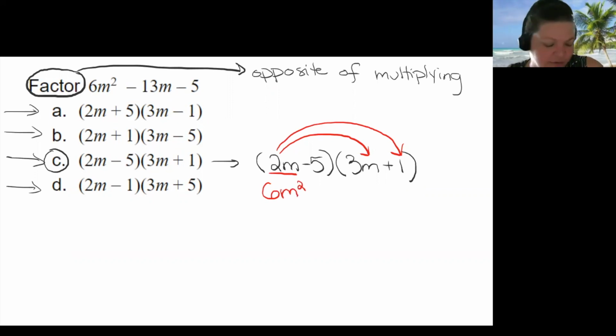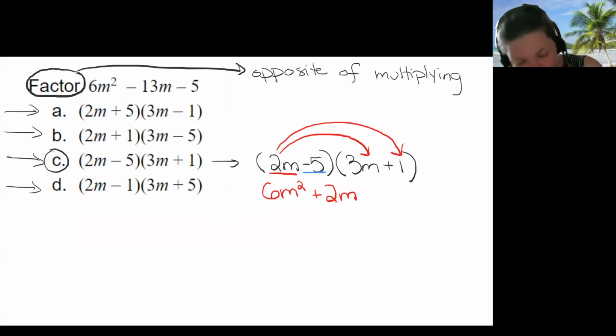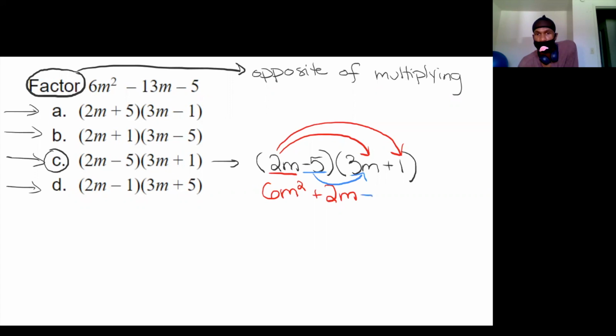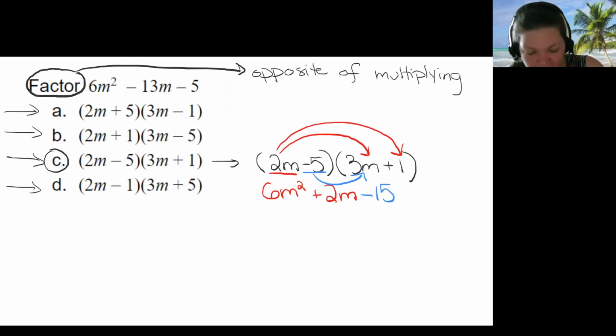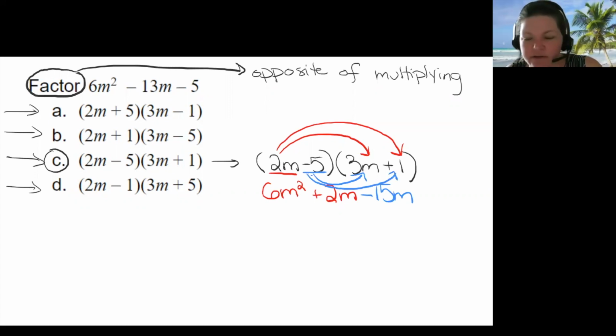And we just shove them real tight to say they're multiplying. Beautiful. And now 2m times positive 1. 2m. Gorgeous. Next term I'm passing out is what? -5. Beautiful. Thank you for saying -5 and not just 5. I'm going to pass out that -5 and multiply it by 3m. What would I get? -15m. Beautiful. And now I need to multiply -5 times positive 1.